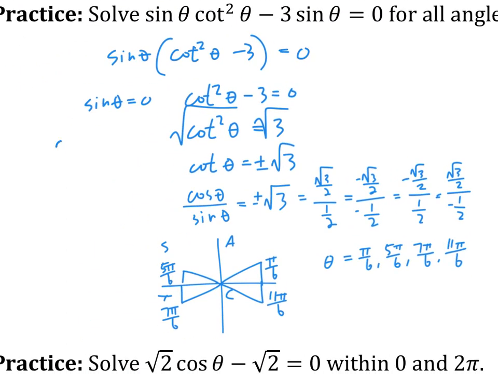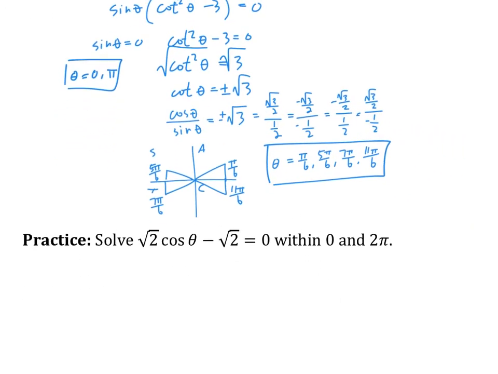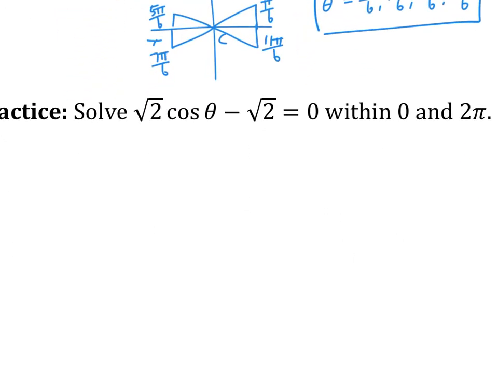Okay, and then here we have 2 more angles from sine theta equals 0. So that gives us 6 answers. And I solved this problem for you instead of letting you practice. But this is a little tricky. All right, give this next one a try. This one should be much easier. Try this one and then come back and check your answer.